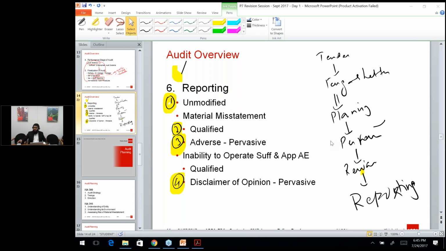Consolidation could be tested with respect to the application of the knowledge. In the past they have tested foreign subsidiary, a step acquisition, and group disposal, in both scenarios where the control is lost and where the control is retained, so they could examine it.